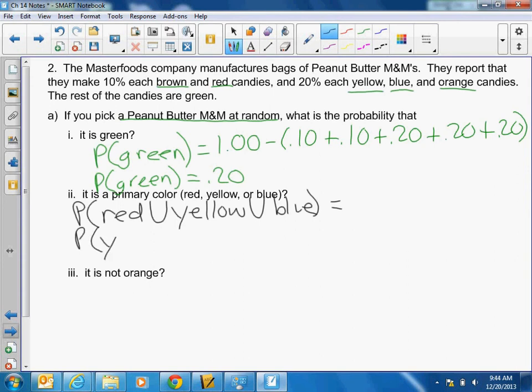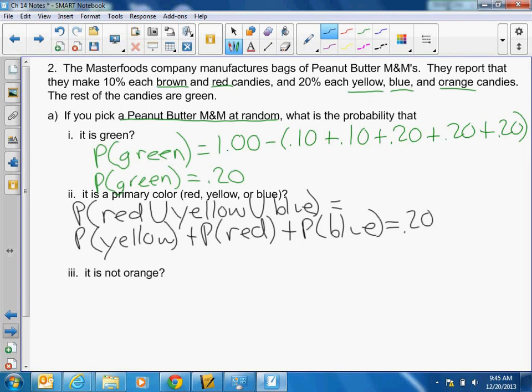The probability that we would draw one yellow plus the probability that we would draw one red. I did that backwards. Hopefully you see what is going on here. Plus the probability that I would draw one blue, which is equal to yellow 0.20, red 0.10, and blue 0.20. So that is 0.50. There's a 50% chance, there's a coin flip's chance that you would draw a primary color from the bag.